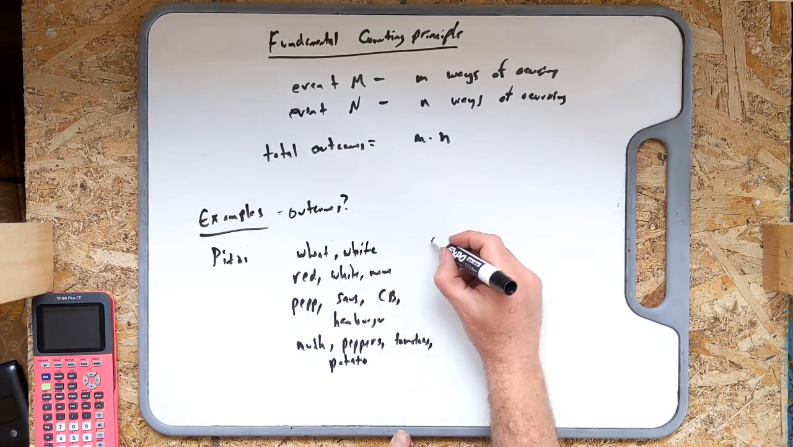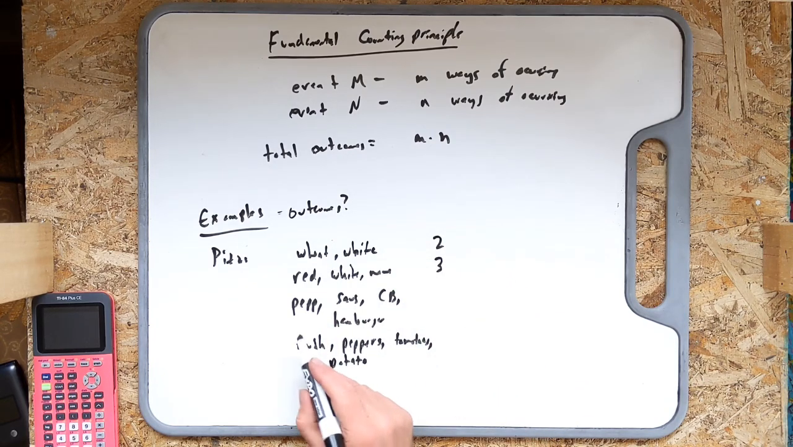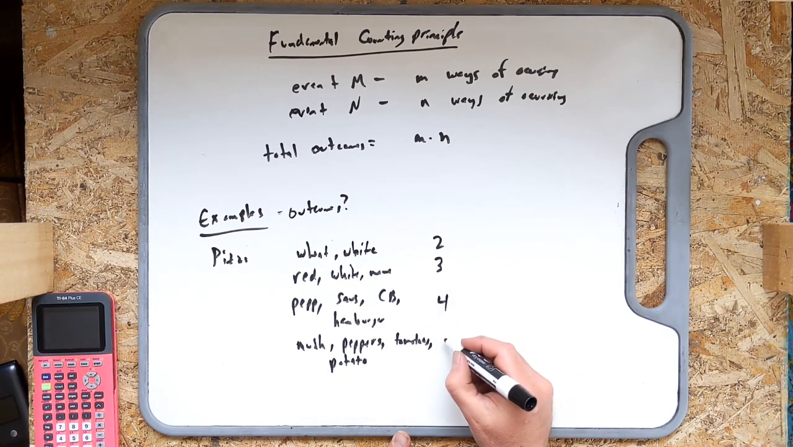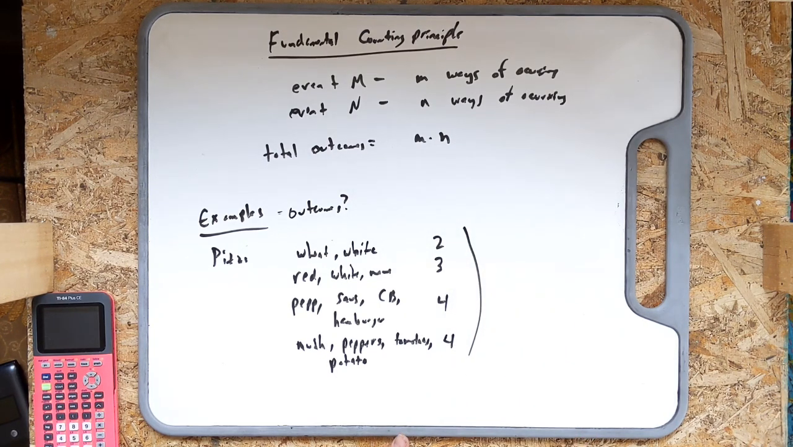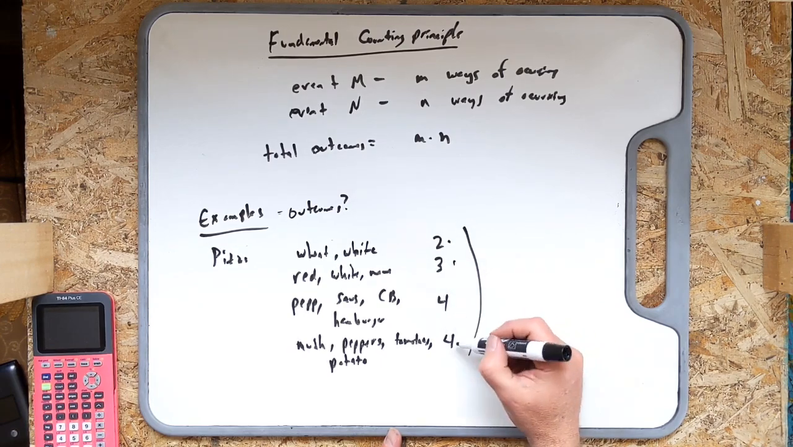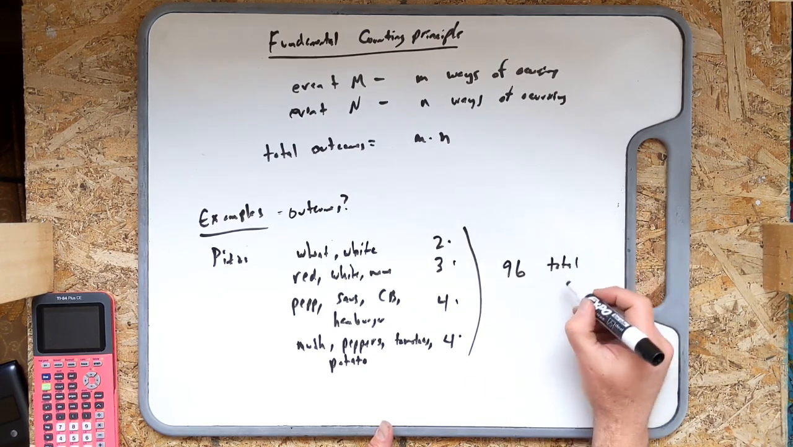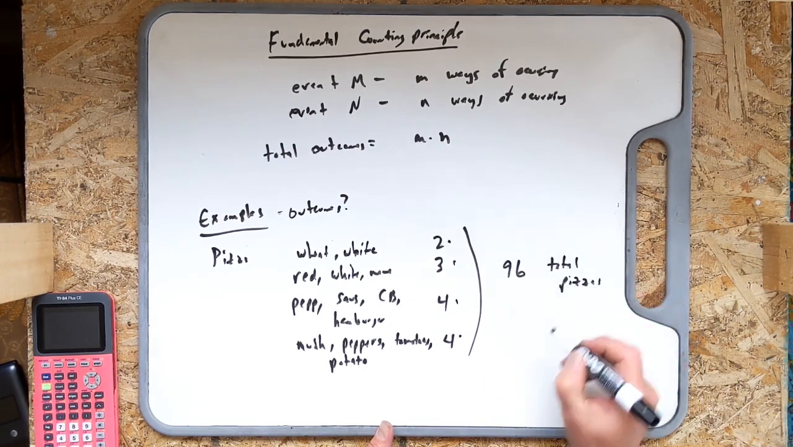Well, you have wheat or white, there's 2 possibilities. Red, white, or no sauce, that's 3. Pepperoni, sausage, Canadian bacon or hamburger, that's 4. Mushroom, peppers, tomato, or potato, that's another 4. So what is the total number of pizzas you can create? 2 times 3 is 6, times 4, times 4, or 6 times 16, I think that's 96 total pizzas. There we go.